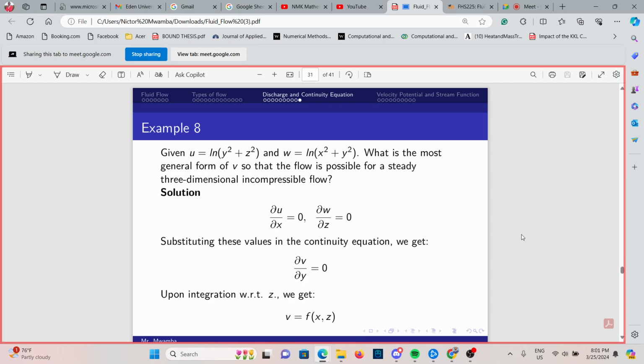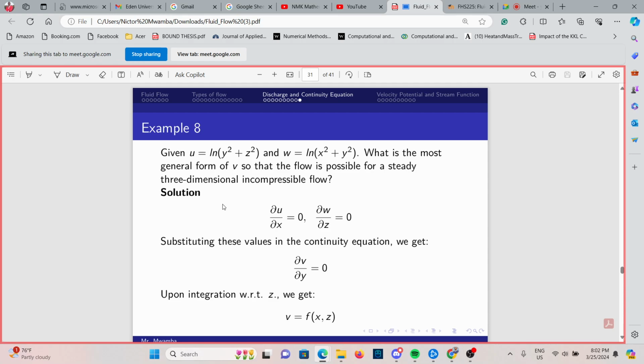Another example, number 8. Given the velocity component along the x by this expression and along the z by this expression, what is the most general form of v, which is the velocity component along the y, so that the flow is possible for a steady 3-dimensional compressible flow?